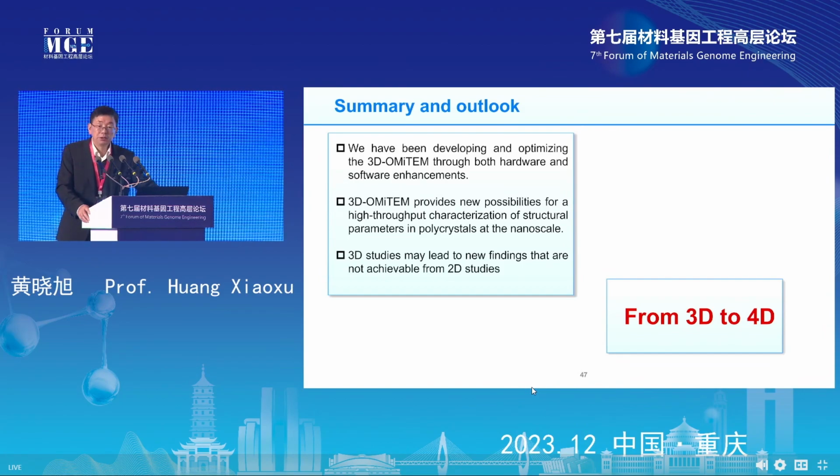And what's next? Of course, we want to go from 3D to 4D, to include time resolution. That's what we are doing, and we have made some progress. For example, in dislocation tomography, we can do a 3D mapping within 2 minutes. We can really follow how the dislocation structure evolves in 3D. I hope maybe next time we can report something on 4D studies. Thank you very much.